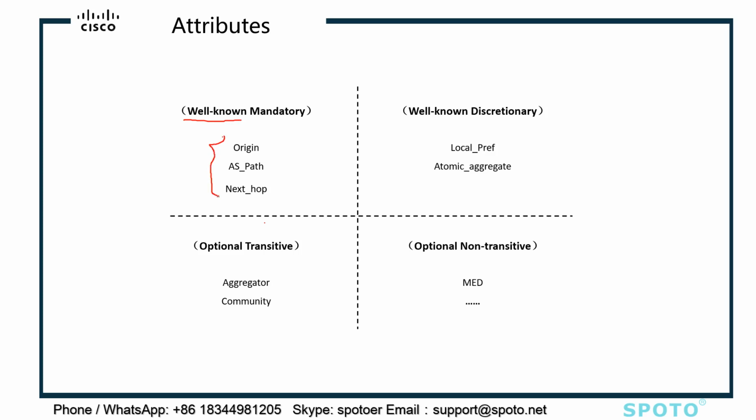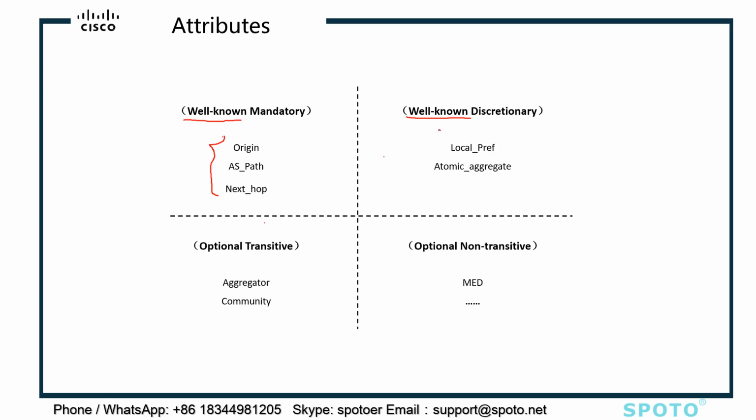And the second one is also well-known. It means each router can recognize it, but some routes may not include this attribute. Okay, so these 3 attributes we must include in our BGP route. But for these 2 different attributes, some routes can include them, but some routes will not include them.